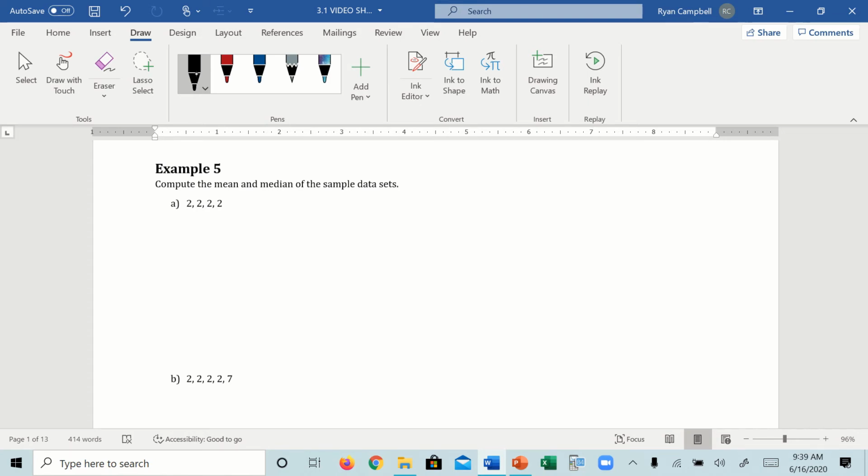So for this case, if we have a sample data set, 2, 2, 2, and 2, what's going to be the mean of this set? Well, the mean is going to be 2. And again, is the mean going to be mu or x bar? Is it the population or the sample? Well, it said sample data, so we know that x bar is going to be 2. What about the median? Well, again, you see the middle number is just 2 again. So both the mean and the median are 2.